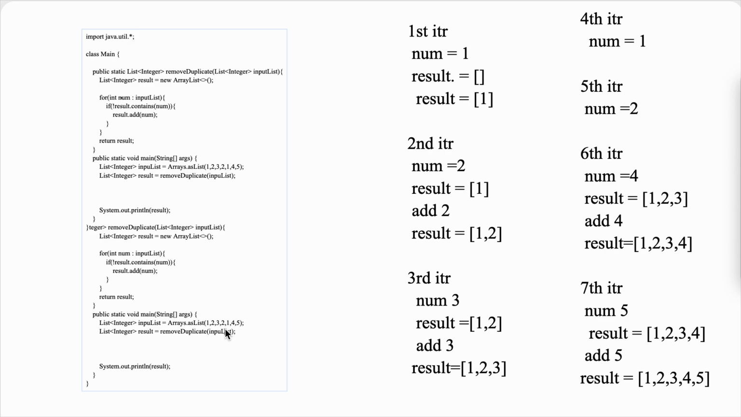Seventh iteration, number is equal to 5. Check if 5 is in the result; it is false, so the number 5 will be added in the result. The result will be 1 2 3 4 5.